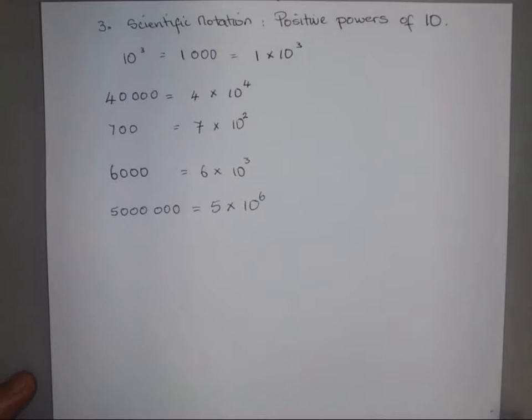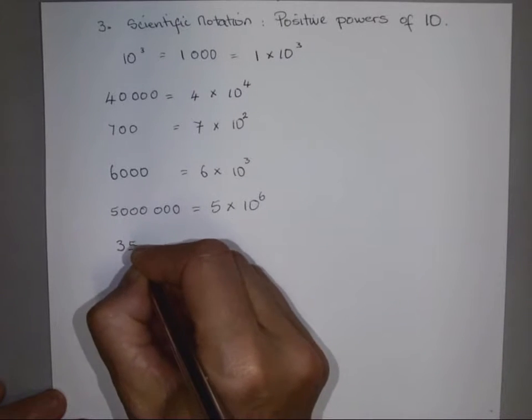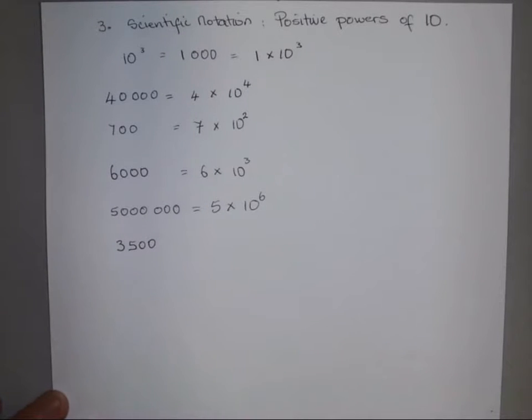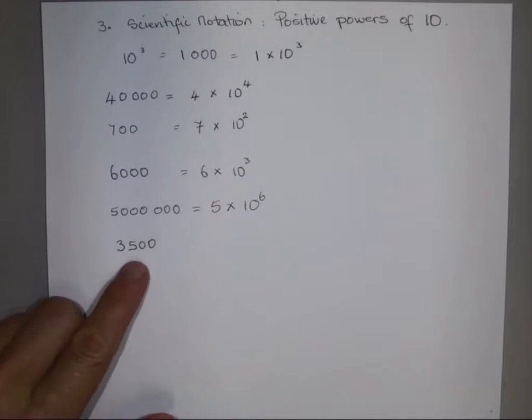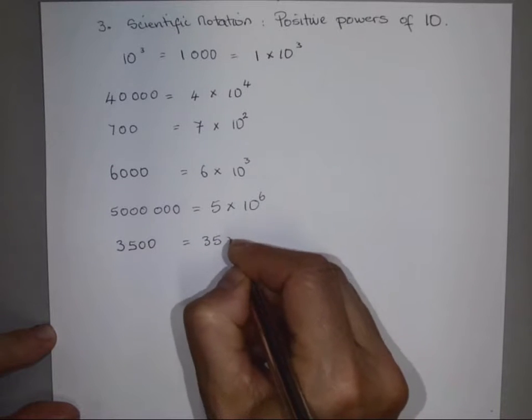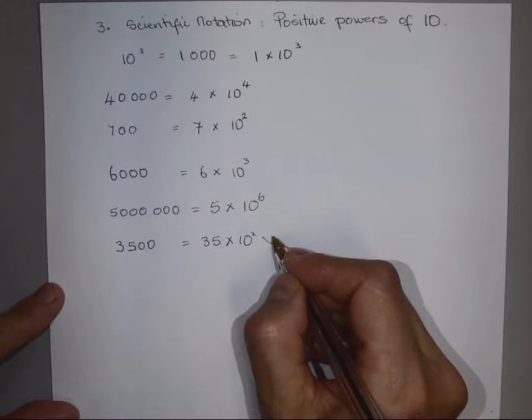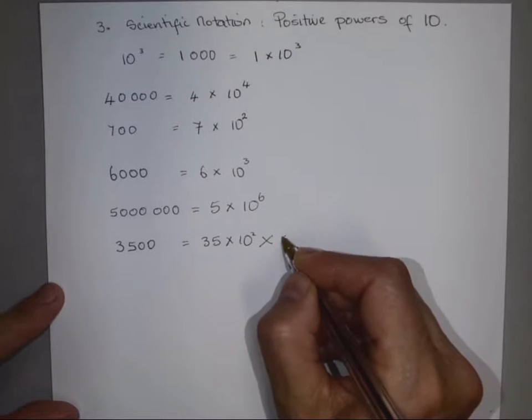But what if you have something like this? 3,500. Well, I've got two zeros here, so I could say, well, that's the same as 35 by 10 to the 2. That's great, but this is not scientific notation.